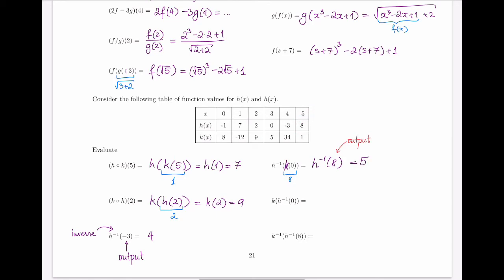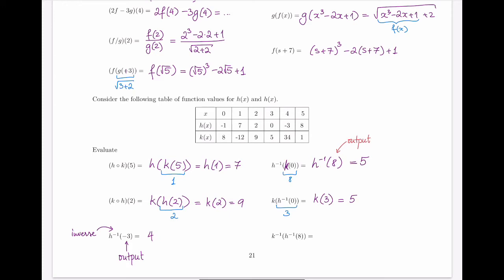Okay, in the same fashion, we will take a look at the next one, h inverse of 0. So that means my output is 0 for h. Where does the output of 0 for h occur? Right here. The input for that is 3. So this expression is equal to 3. And next step, I am computing k of 3. The input is 3. k of 3 is going to be 5.